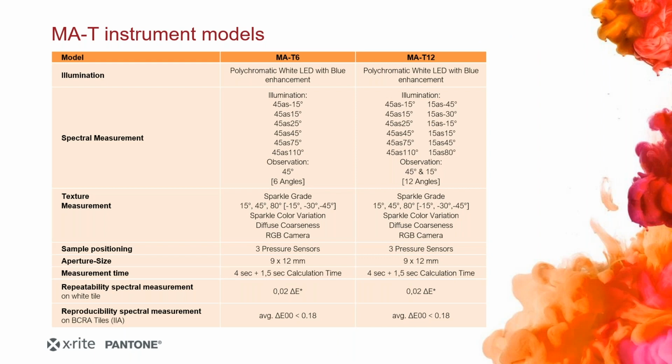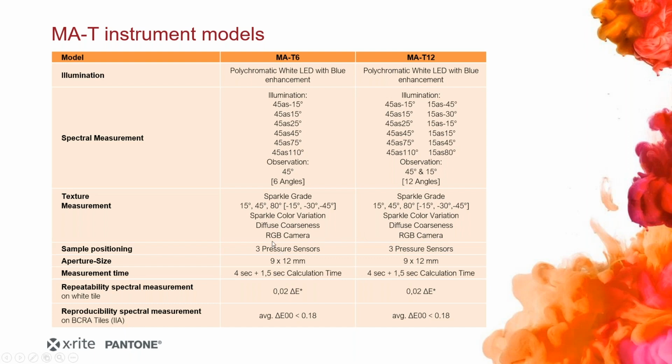Here's a short overview in a comparison of these two instruments. So the MAT6, which has 6 measurement angles, which are displayed over there in the section of the spectral measurement, and the MAT12, where you can see that we have 2 pickups, one at 45 and also one at 15 degree, and with the angles displayed over there. Down here you can see which angles are available for the texture measurement. You can see here, as I explained in the graphics before, there are 6 angles available.